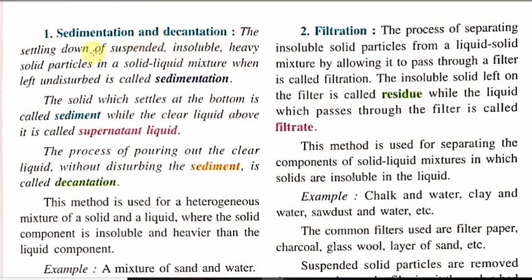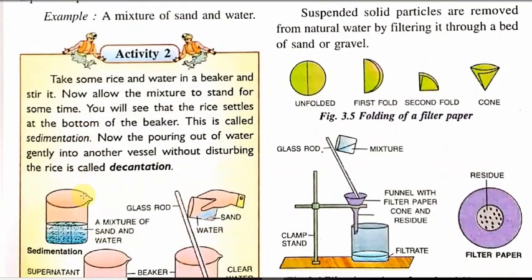The settling down of suspended insoluble heavy solid particles in a solid-liquid mixture when left undisturbed is called sedimentation. The solid which settles down at the bottom is called sediment, and the clear liquid above it is called supernatant liquid. Now the process of pouring out the clear liquid without disturbing the sediment is called decantation. This method is used for a heterogeneous mixture of solid and liquid where the solid component is insoluble and heavier than the liquid component. Let us check one activity for this.